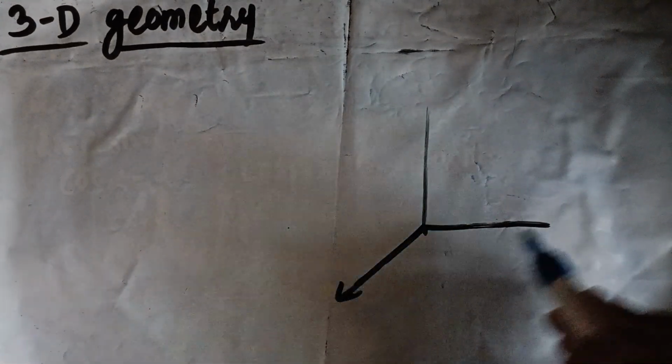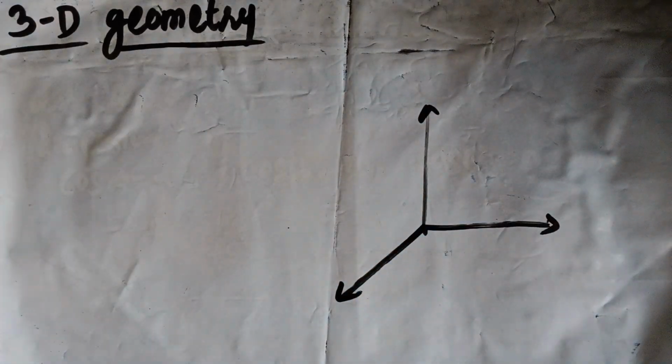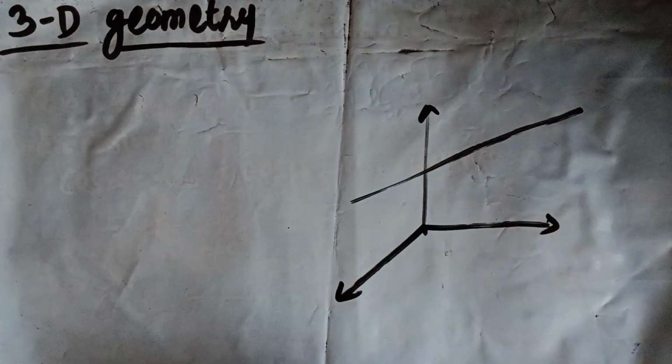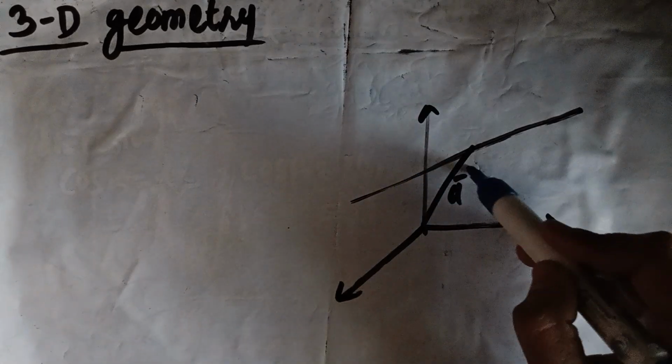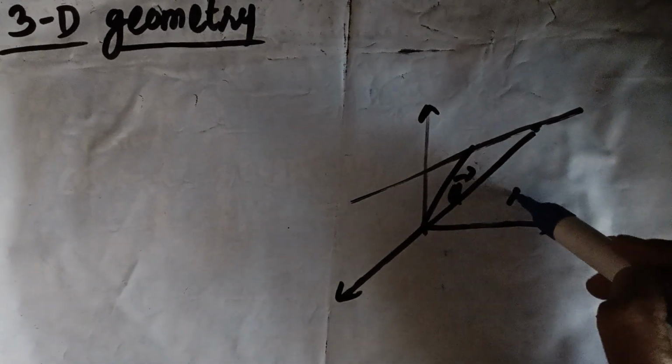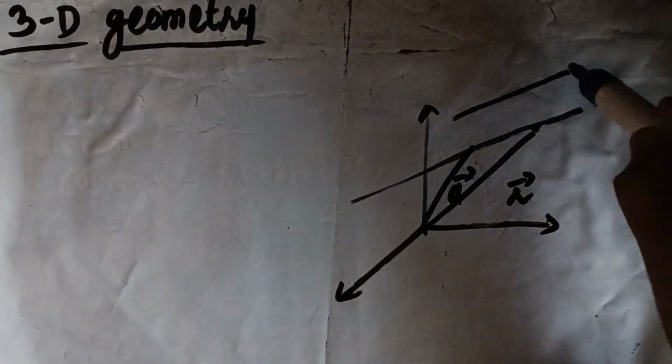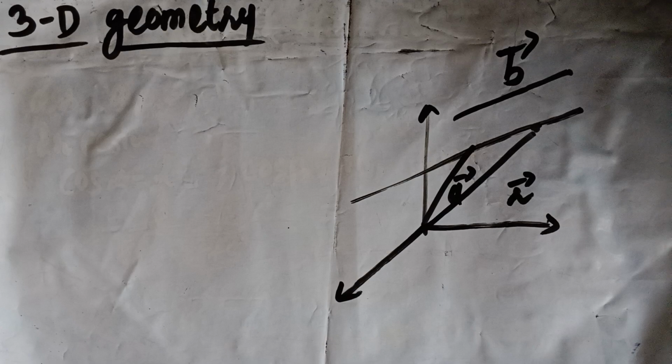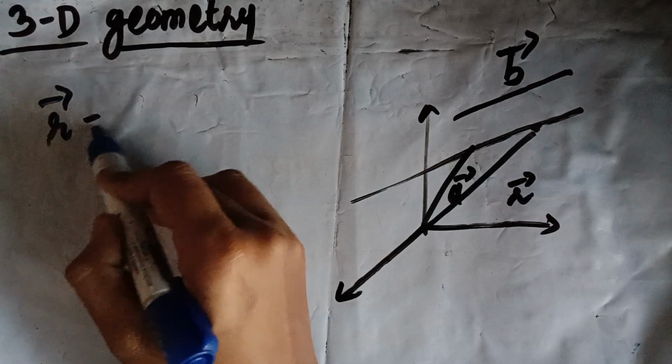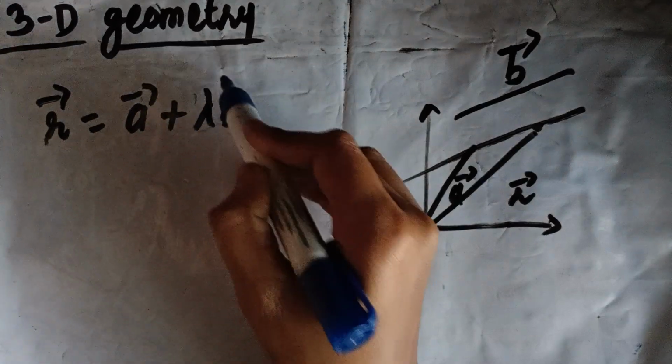Next we have the equation of a line in space. So we have a line in 3D space. A is the position vector, that is, we have a line like this, and this is our A. This is R. And there is one more line which is parallel. So this equation is given in vector form as r equal to a plus lambda b.